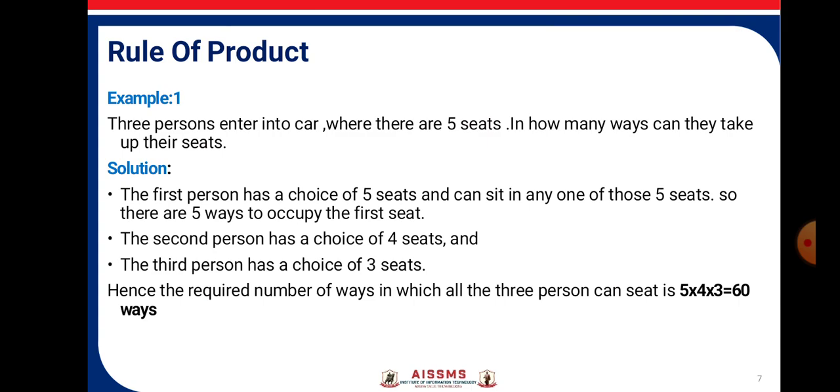Consider the example. 3 persons enter into a car where there are 5 seats. In how many ways can they take up the seats? The first person has a choice of 5 seats and can sit in any one of those seats. So there are 5 ways to occupy the first seat. The second person has a choice of 4 seats. The third person has a choice of 3 seats. Hence, the required number of ways in which all the 3 persons can sit is 5 into 4 into 3, that is 60 ways.